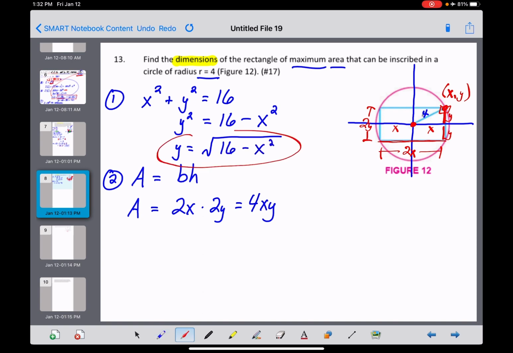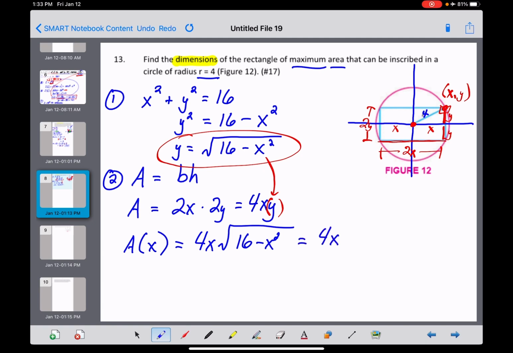So there's the equation solved for y, and that is now going to get substituted in for that y right there. So area, just as a function of x now, is going to be the 4x that we had before times the square root of 16 minus x squared. Or, it might have been smarter of me to write that as 4x and then 16 minus x squared in parentheses to the 1/2 power. That is going to make it easier to differentiate A of x on the next line.